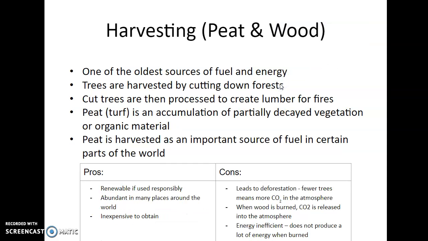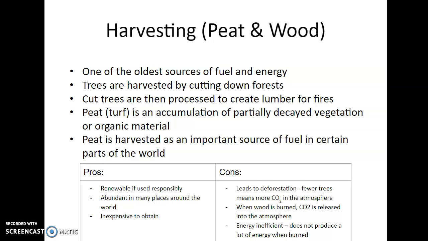And then our last one is harvesting. So harvesting is one of the oldest sources of fuel and energy that we know. Trees are harvested by cutting down forests. We know that. That's known as deforestation. And then the cut trees are then processed to create lumber for fires. Peat is an accumulation of partially decayed vegetation or organic material, and peat is harvested as an important source of fuel in many parts of the world.